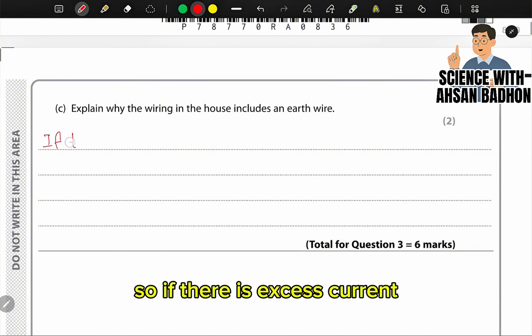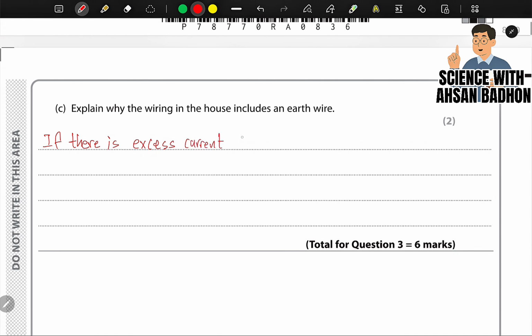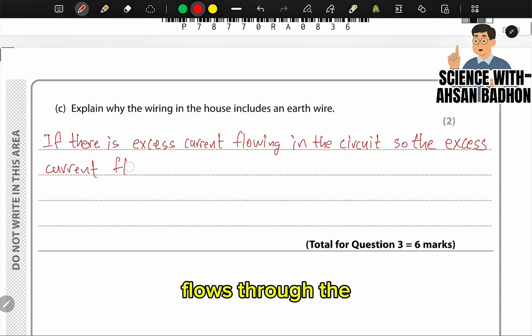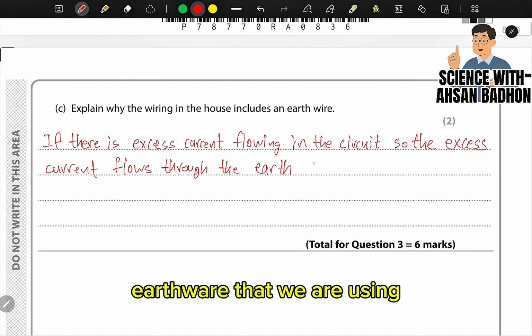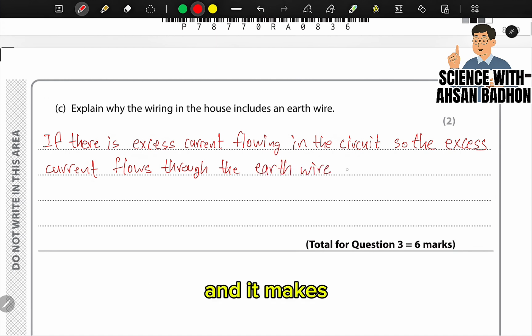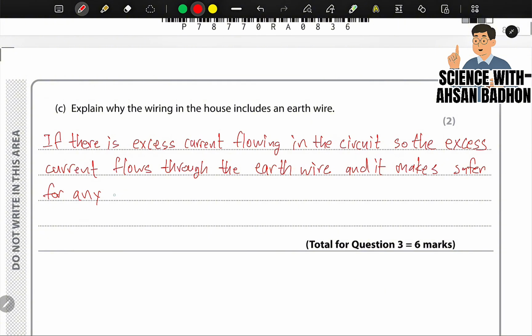So if there is excess current flowing in the circuit, the excess current flows through the earth wire that we are using, and it makes it safer for any electrical appliance.